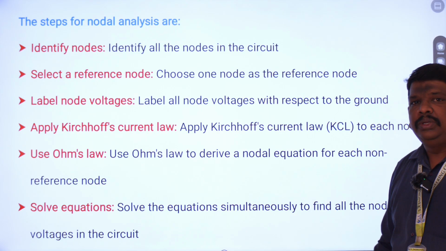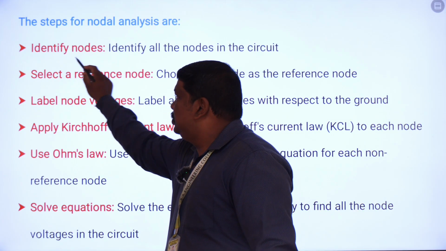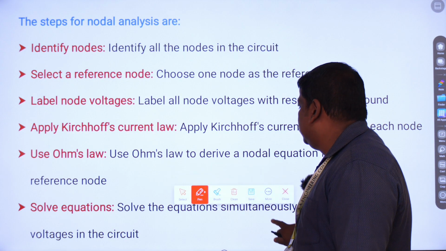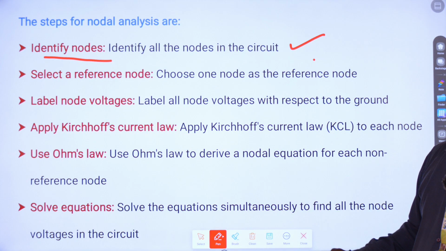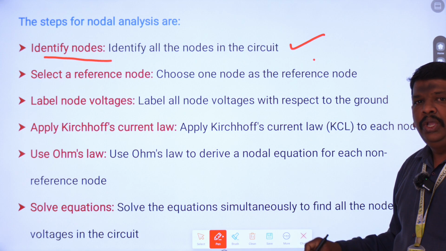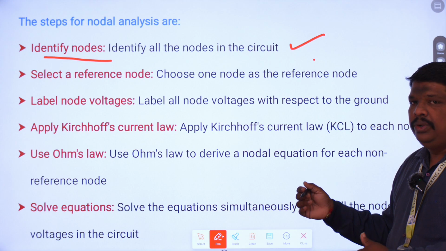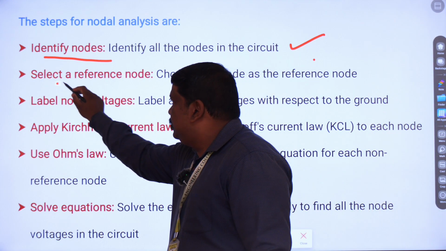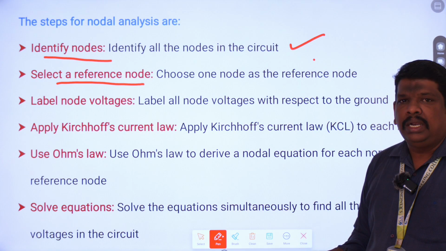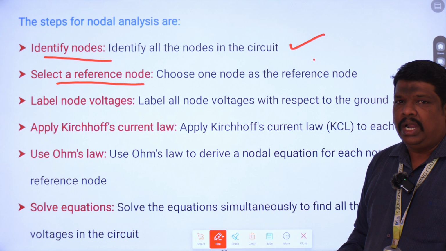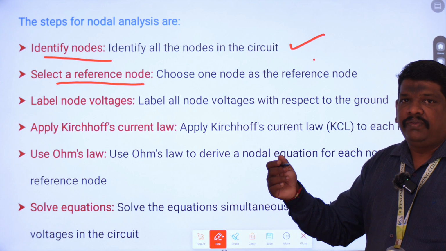Next, what are the steps involved in nodal analysis? The first thing is identifying the nodes. How can we identify them? Already I have shown some circuits. We identified two nodes, node A and B. Like that, for a given circuit, we have to identify how many nodes there are. Second step, we have to select the reference node. We have already discussed that there are two types of nodes in nodal analysis: the non-reference node and the reference node. The reference node is common to the non-reference nodes.